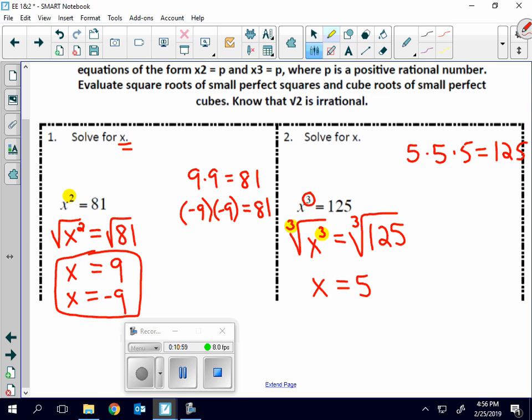And it doesn't work when I do negative 5s. Negative 5, it always has to be the same number times itself. This will become a negative 125. So that doesn't work. So that's not an answer. It's just plain old 5 to get me to 125.